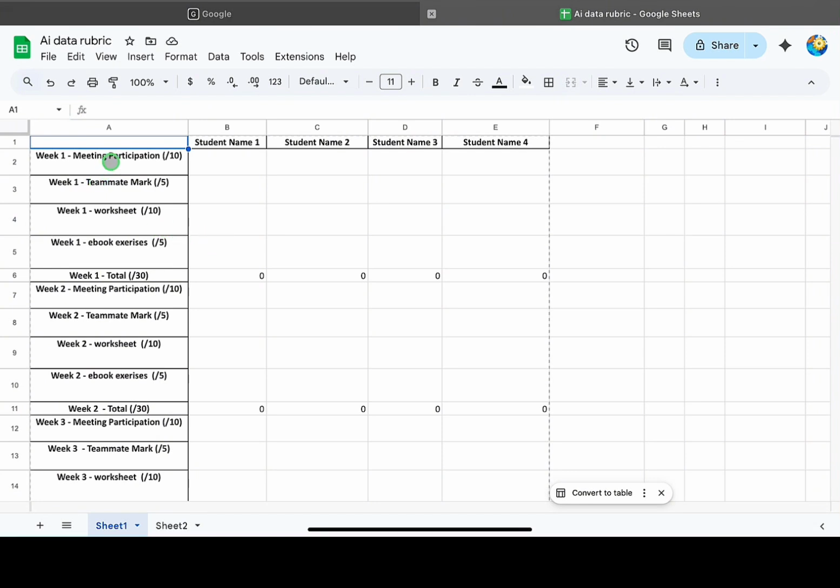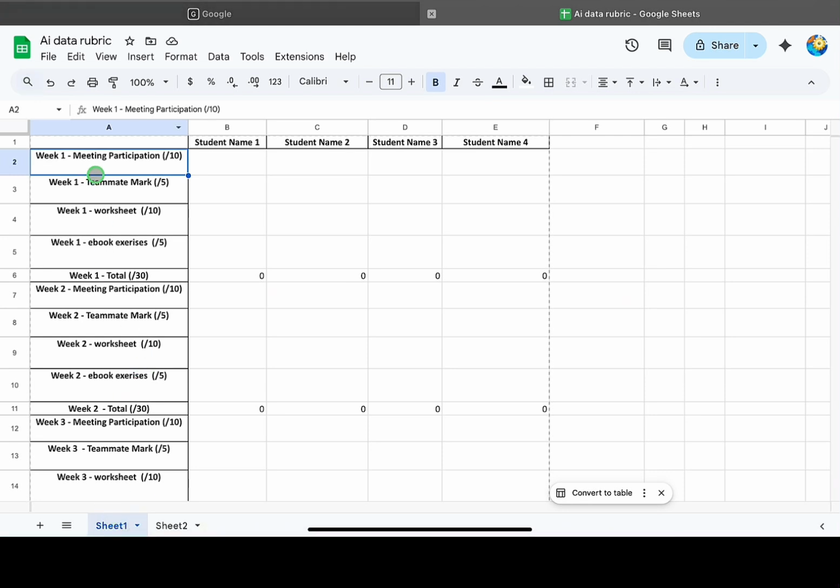For week 1, we're going to have marks for meeting participation. We're going to have one live meeting, right? Then for that meeting, I'm allocating it 10 marks, right? So 10 being the most marks the student can attain. And this is what we're going to explain in sheet 2.